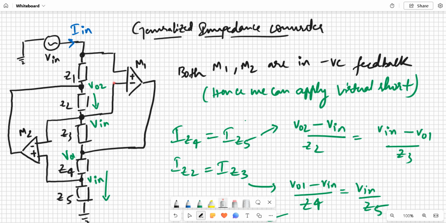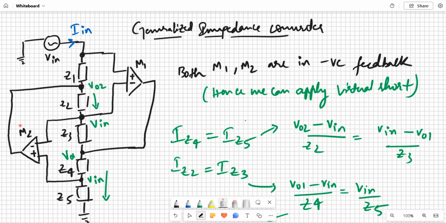Now that we have confirmed it, we can apply virtual short. This means the voltage here, that is the input voltage Vin, is at the non-inverting terminal, and by the virtual short concept, the voltage at this node will also be Vin. Similarly, I am assuming the output of op amp 1 as VO1, and the output of op amp 2 I have named VO2.